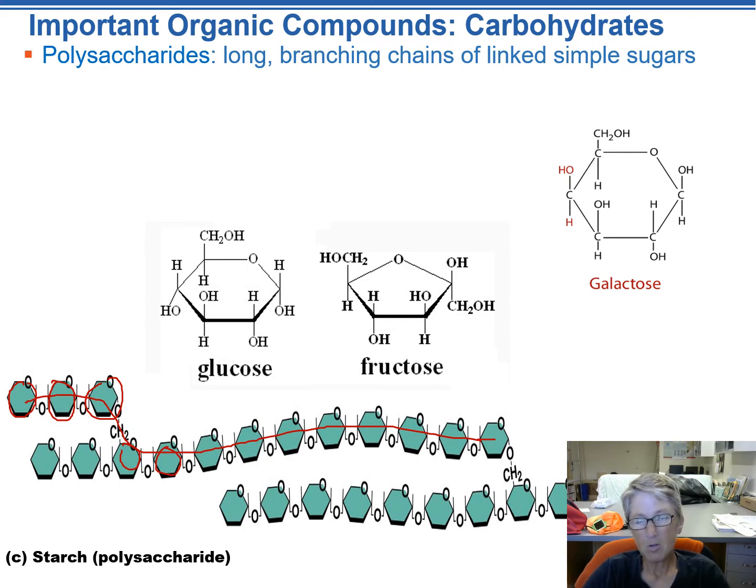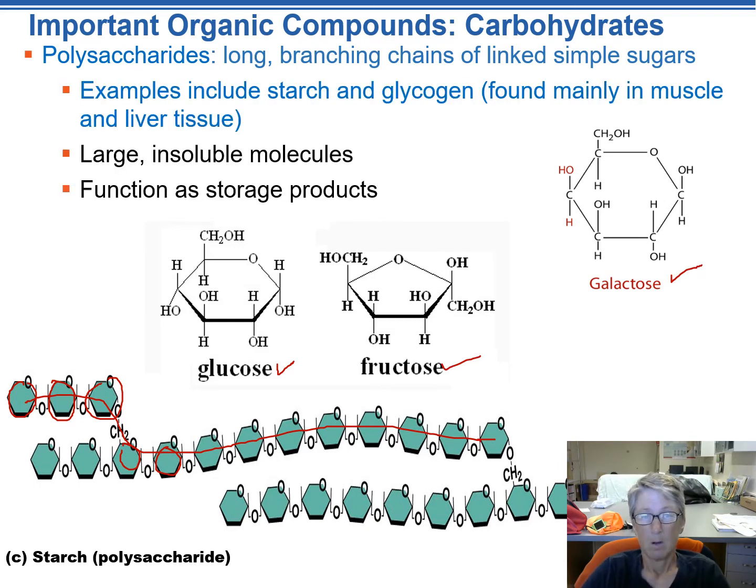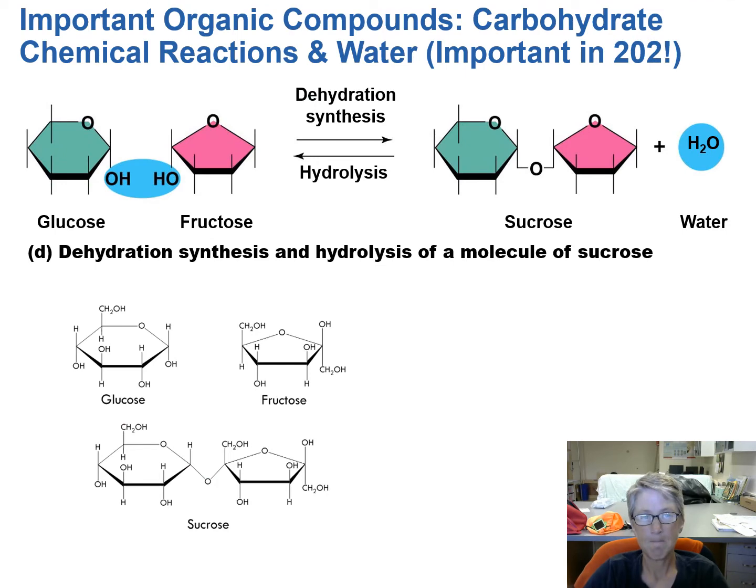And then here are the chemical structures of the monomers that could be hooked together to form polymers. So in sugars, you could have glucose or fructose. Here's what galactose looks like chemically. So polysaccharides include starch and glycogen. Polysaccharides are large. They're insoluble, so they don't dissolve in water. And they function as storage products. So, for example, starch is a delicious storage form of glucose.